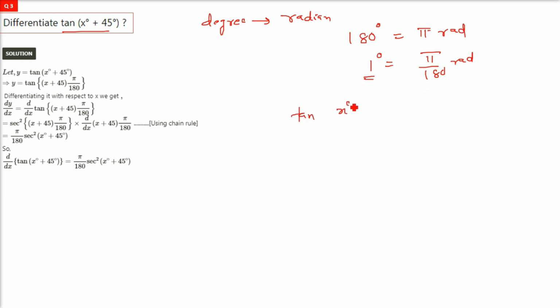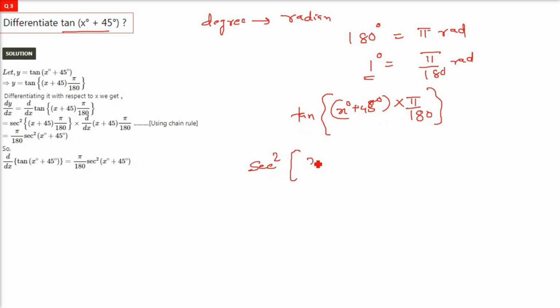So tan(x degree + 45 degree), whatever value comes, that has to be converted to radian by multiplying it by pi by 180. Now you can differentiate it. You can only differentiate when you convert first. That will be used in other questions also, so you need to keep this in mind.